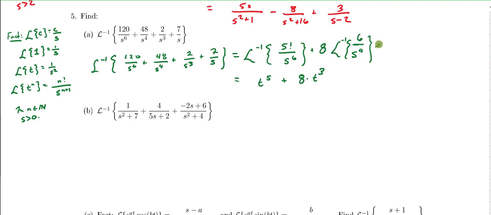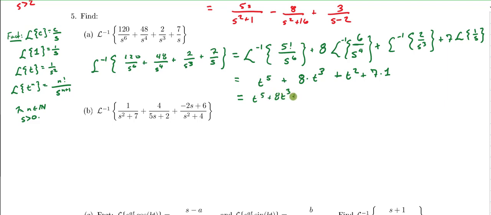This next one looks to me to be all ready to go. This would be just the inverse transform of 2 over s cubed, and that'll work out nicely because that's just the Laplace transform of t squared. This last one, plus, and here I'm going to write it as the 7 times the Laplace transform of 1 over s. 1 over s is the Laplace transform of 1, so we'd have plus 7 times 1 when we do the inverse transform. So this whole thing cleans up to be t to the 5th plus 8t cubed plus t squared plus 7. In my opinion, the hardest of these was this one right here.